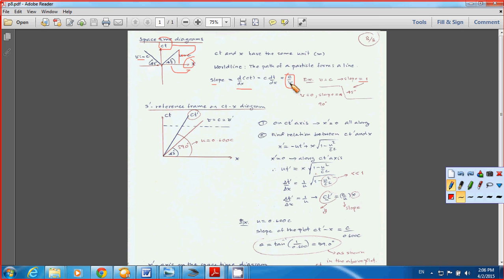And also, if v becomes 0, what happens? You get the slope to be infinity, right? Because c divided by 0 gives you infinity, and tan 90 degrees gives you infinity, so it becomes a straight line here.